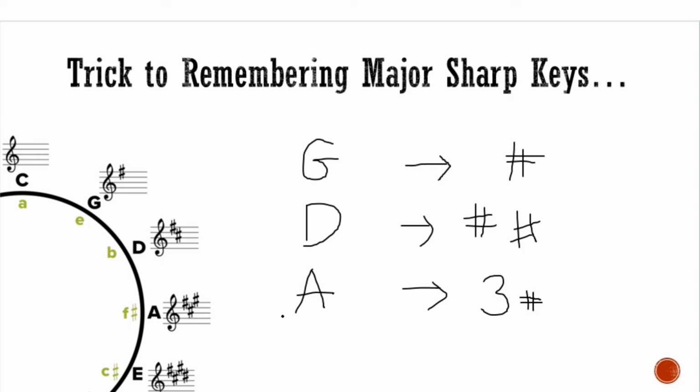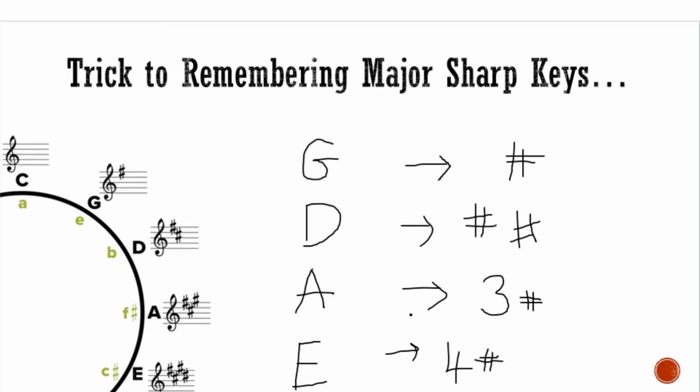And then finally, when I draw a capital E, I do 4 separate lines. So I do 1, 2, 3, 4. And that's my key signature with 4 sharps in it. So if you're finding the circle of fifths a little bit tricky, that's kind of like a little cheat way of remembering the sharp major keys.